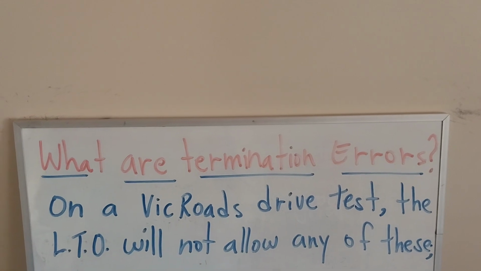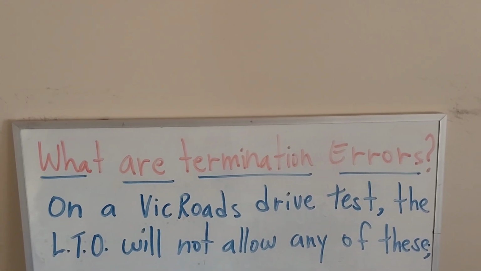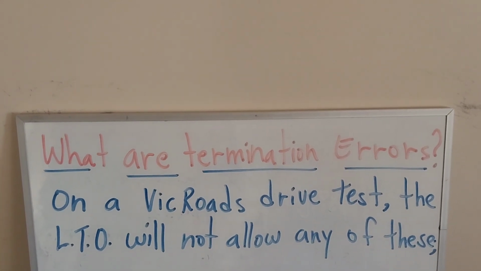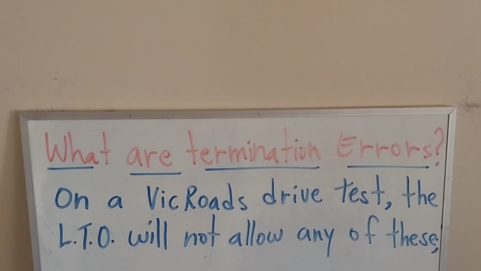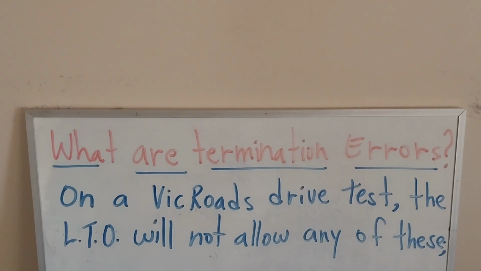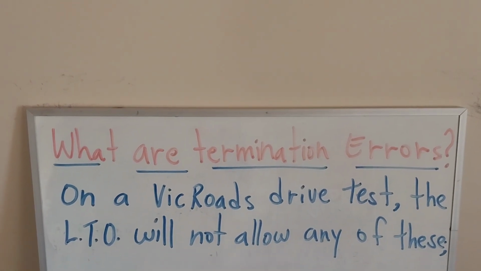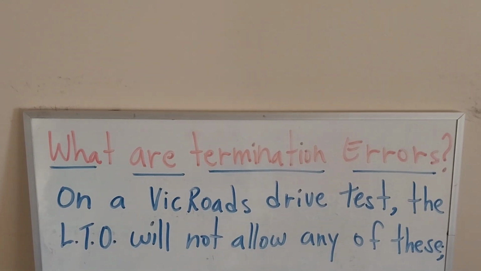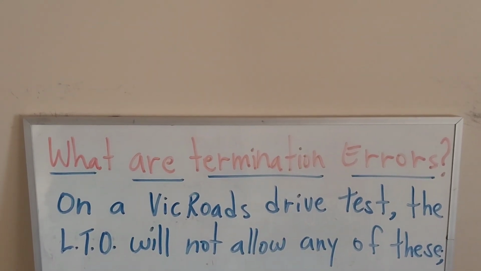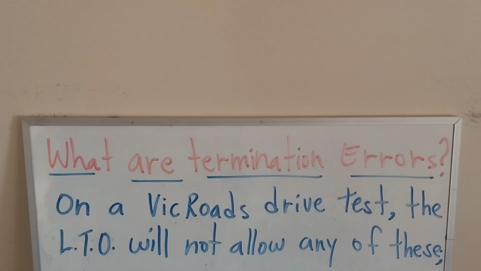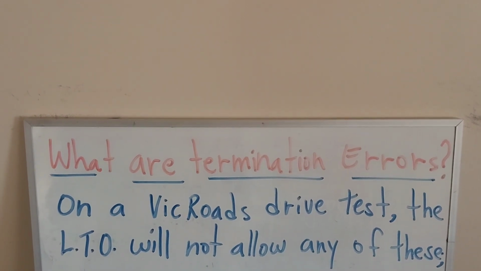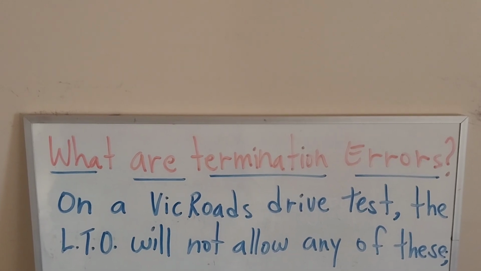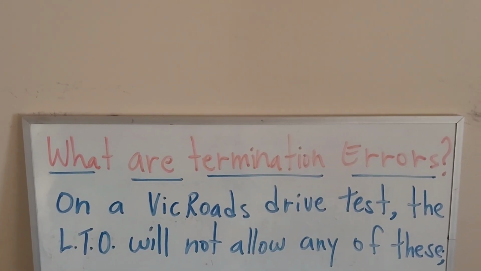On a VicRoads drive test in any suburb in Victoria, Australia, the licensed testing officer, the LTO, will not allow any of these. The ones listed below are some major reasons whereby the LTO can immediately stop the test. This is different from critical errors. Critical errors, as in the previous video, you might remember, one is allowed in stage 1, one is allowed in stage 2. The following errors are not allowed any. You cannot make any of these mistakes.